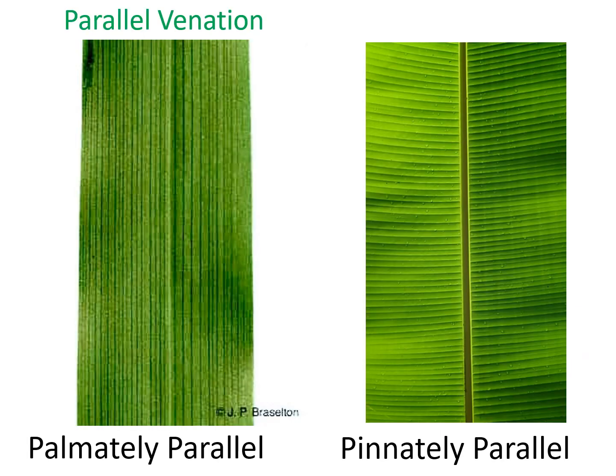For the parallel venation, they also have two types, which are palmately parallel and pinnately parallel. For the palmately parallel, here this is the midrib and this is the vein. In the palmately parallel, the vein is parallel with the midrib and parallel with each other. But in the pinnately, the veins are parallel with each other only, but they will not be parallel to the midrib. Here, this is the midrib, and this is the vein.